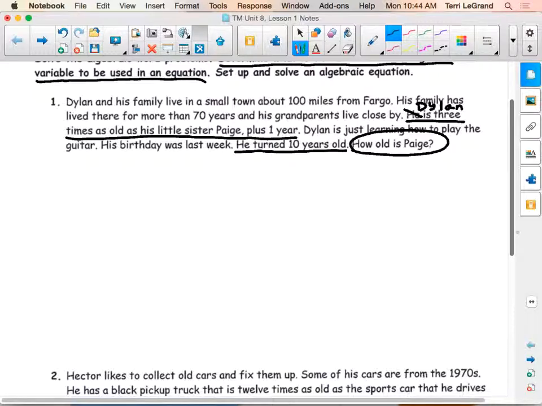Okay, is there anything else you think is important in this problem besides those things? How about the fact that Dylan and his family live in a small town about 100 miles from Fargo? Do we need that 100 in our problem? No, just because it's a number doesn't mean we need it. Let's cross that sentence out. Dylan and his family live in a small town about 100 miles from Fargo. Who cares?